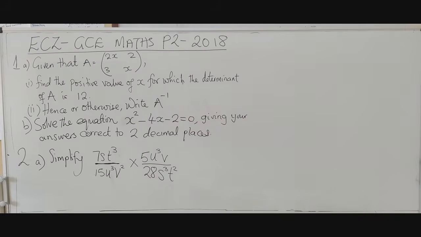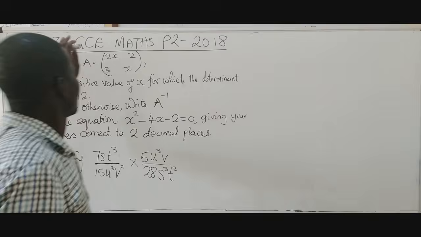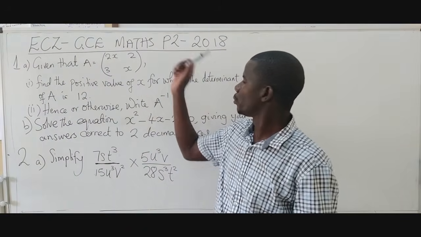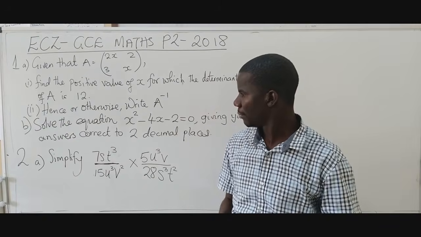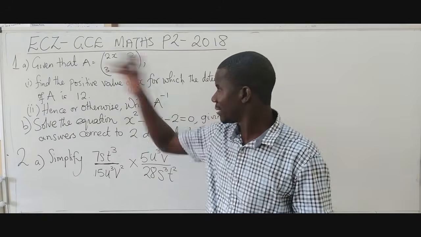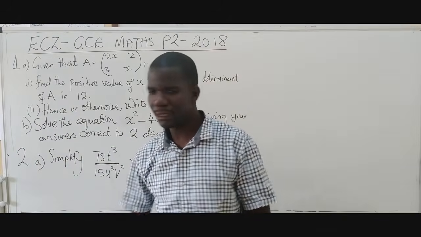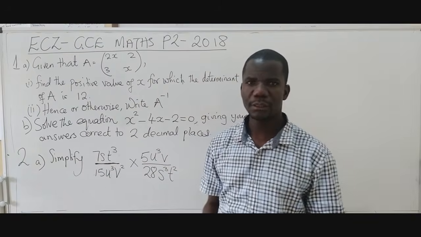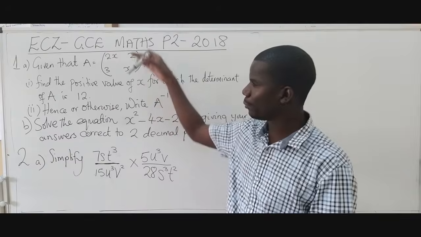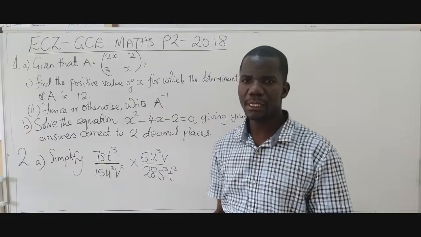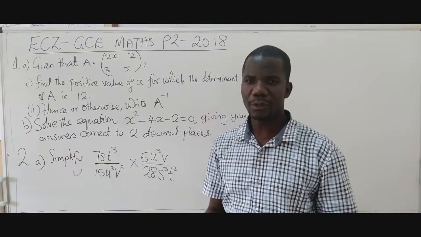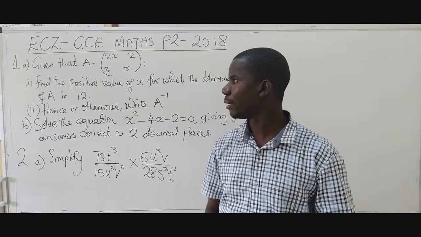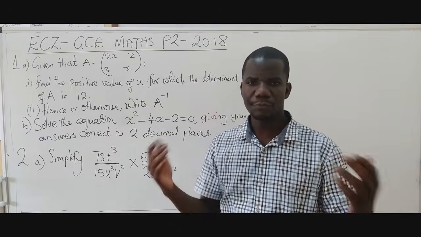Okay, so welcome to this lesson where we want to look at ECZ GCE Paper 2, 2018. These are the first, this is question 1 and part of question 2 is here. Then the other part of question 2 I'm going to give you as we go on. In this lesson we're going to solve the entire paper. It has 12 questions, so we're going to have about 2 hours or so of doing this question paper in full.